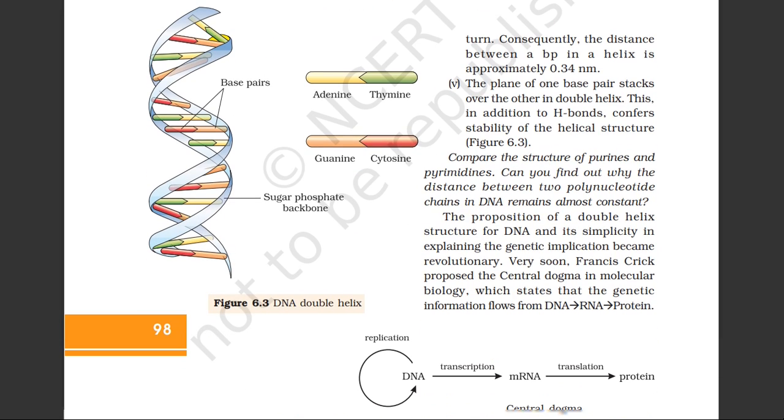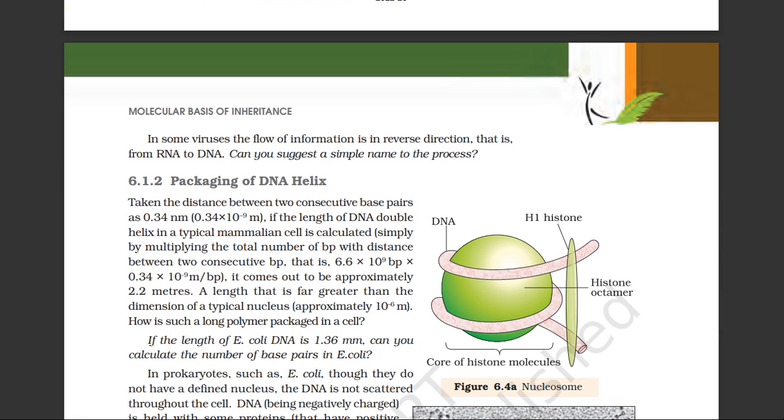Compare the structure of purines and pyrimidines. Can you find out why the distance between two polynucleotide chains in DNA remains almost constant? The proposition of a double helix structure for DNA and its simplicity in explaining the genetic implication became revolutionary. Very soon, Francis Crick proposed the central dogma in molecular biology, which states that the genetic information flows from DNA to RNA to protein. In some viruses, the flow of information is in reverse direction, that is, from RNA to DNA. Can you suggest a simple name to the process?